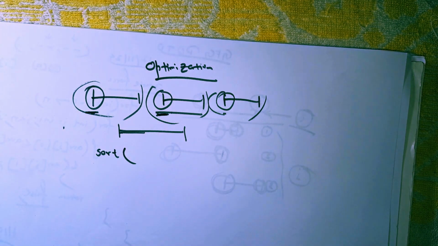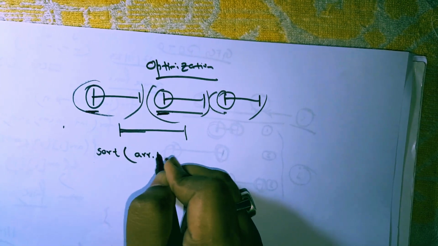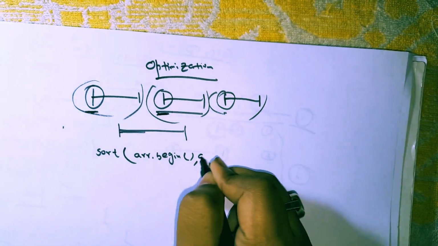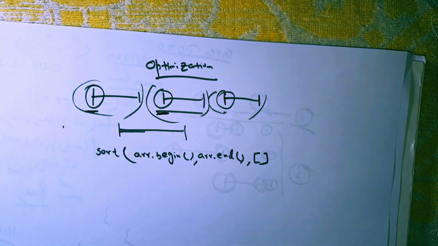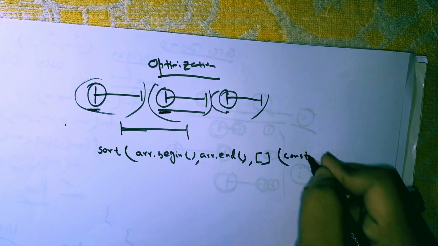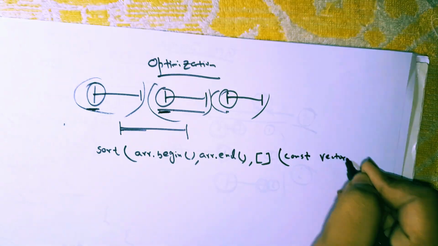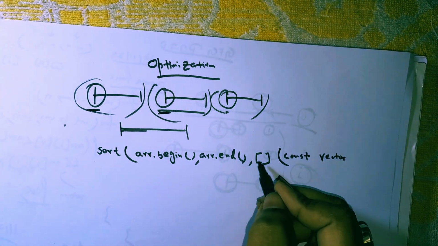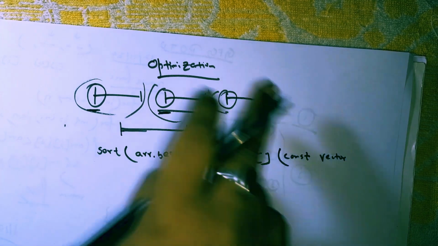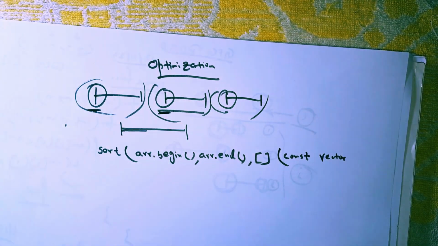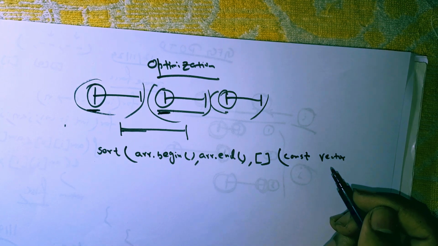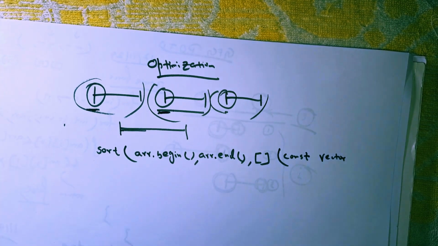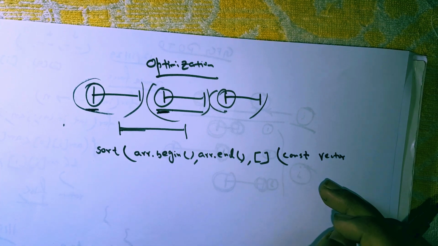I have to first sort the array. Okay, how can I sort it? I can sort it using comparator, array.begin, array.end, and this is my comparator, const vector. You can also do one thing, that you can write cmp here, and you can implement another function which is a static function, and after implementing that cmp function, you can also sort it. So I am not doing this, I am just implementing the compare function here only.